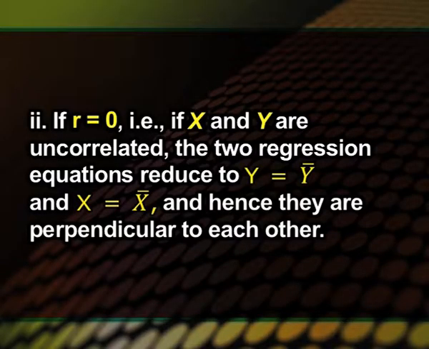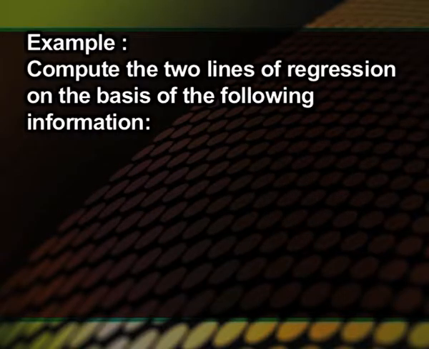Now let's come to the next one. That is, if r is equal to 0, that is, if x and y are uncorrelated, the two regression equations reduce to y equals y bar and x equals x bar, and hence they are perpendicular to each other. We'll see an example here.